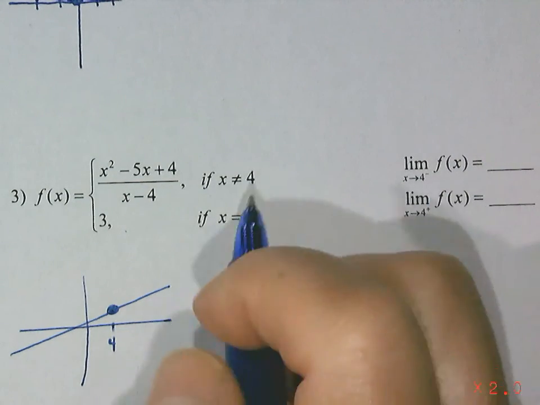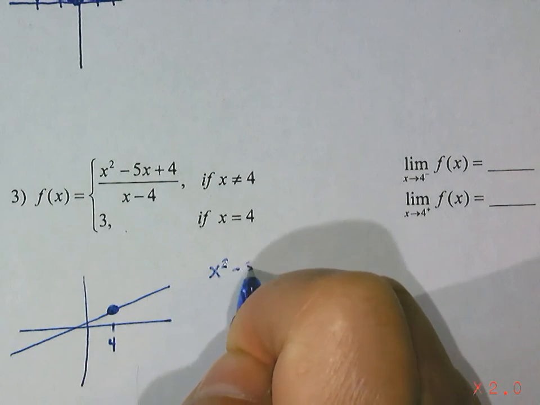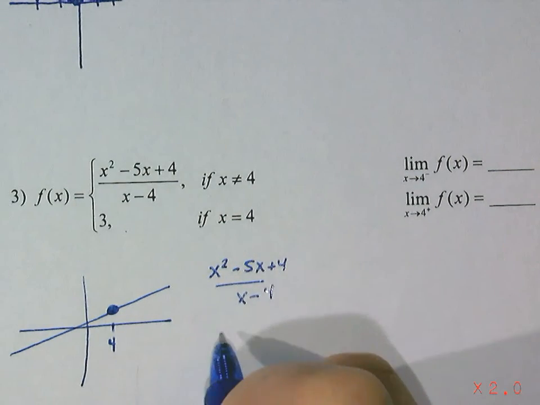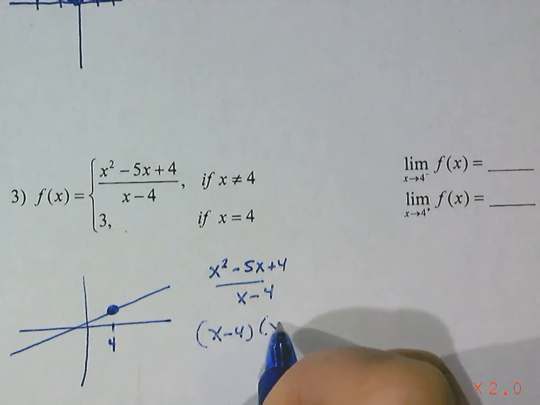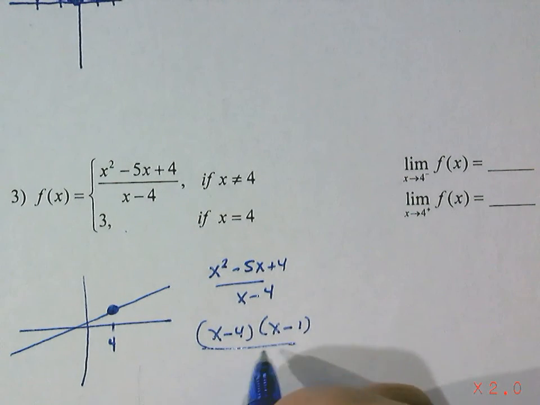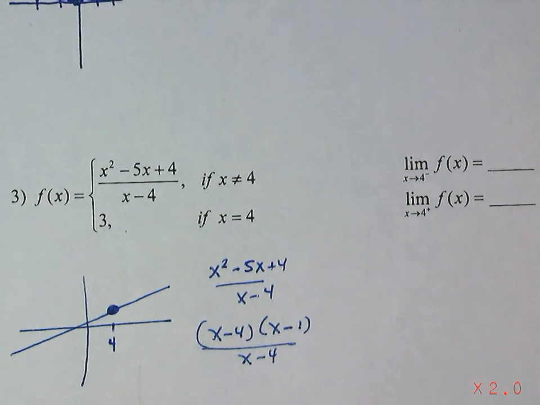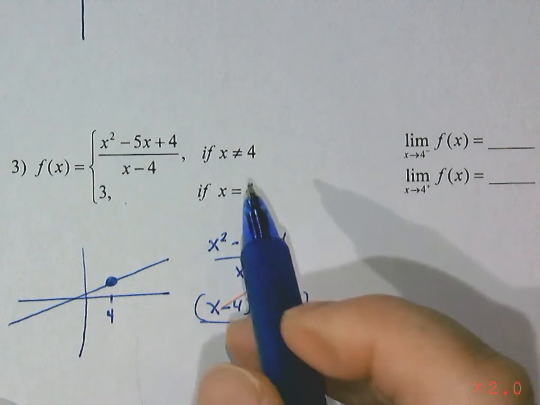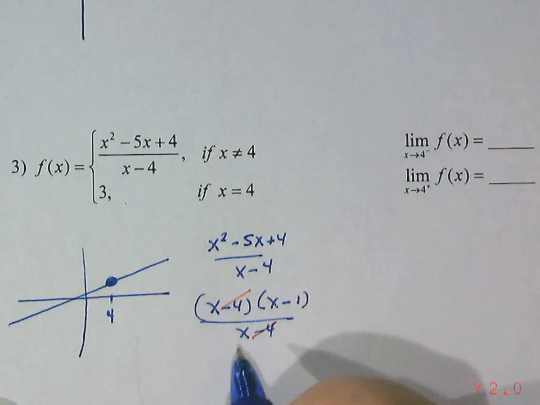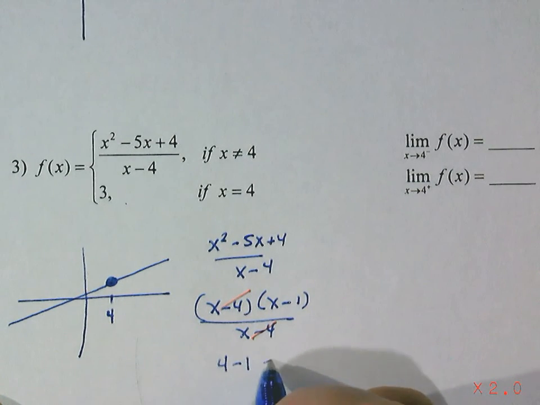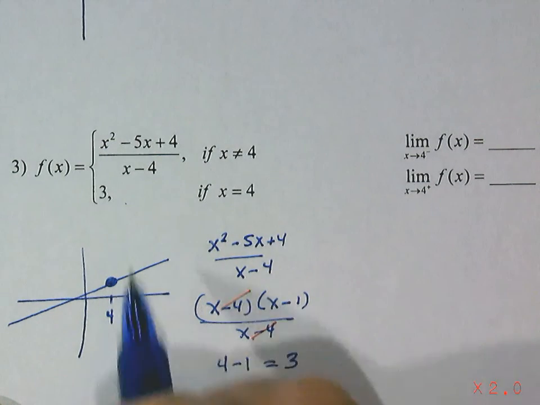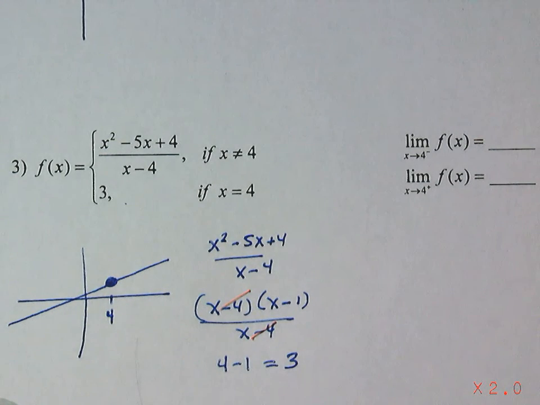If I factor this function, I get x minus 4, x minus 1 all over x minus 4. My x minus 4 over x minus 4 is 1. So I have x minus 1 in the numerator. If I replace x with 4, 4 minus 1 equals 3. This is my value for my removable discontinuity.